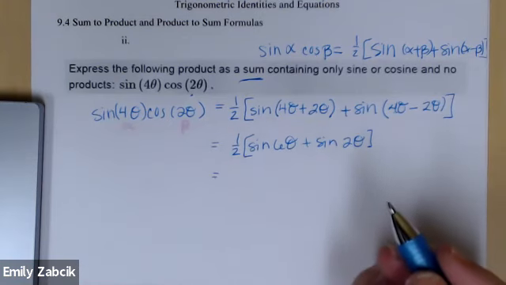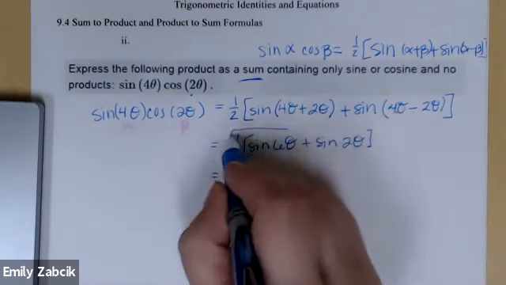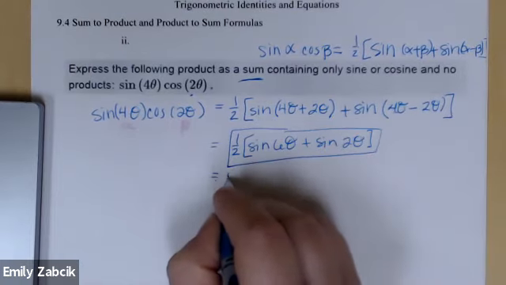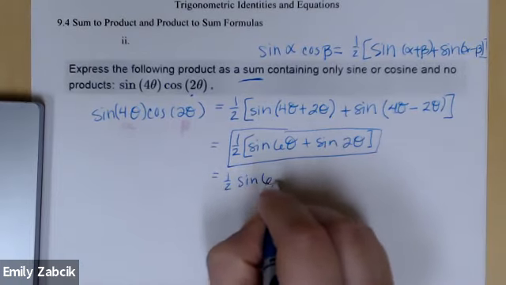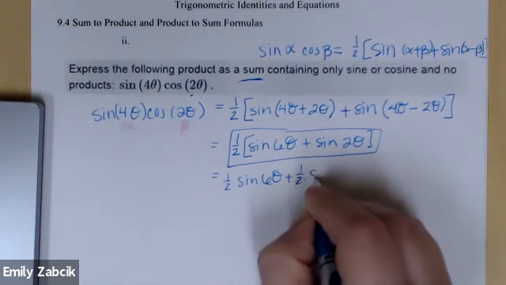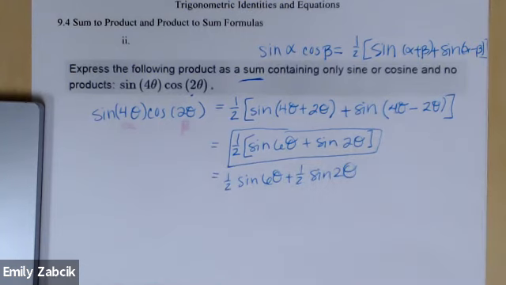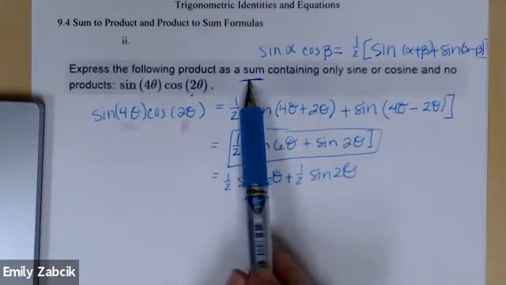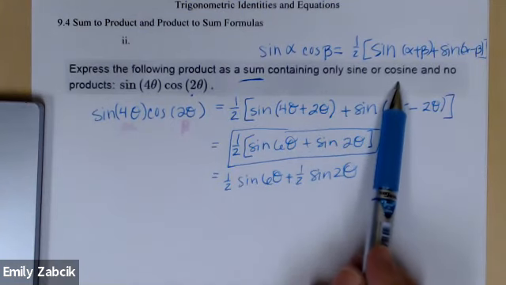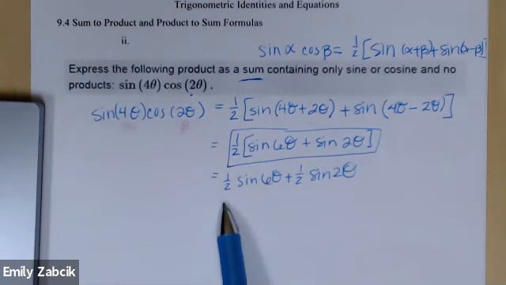So at this point, I could just leave it like this. If you like, I could distribute that 1/2. But our goal was to create a sum containing only sine or cosine and no products. And I don't have any products of those sines or cosines. Questions so far?